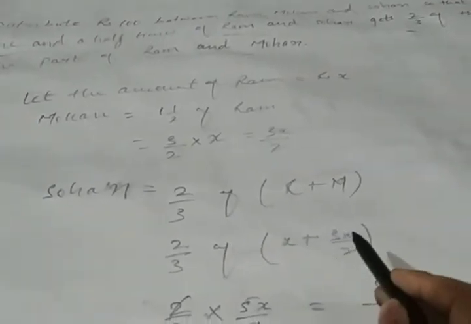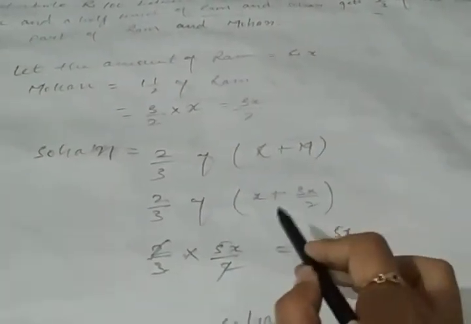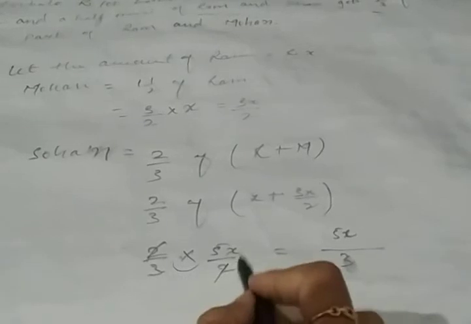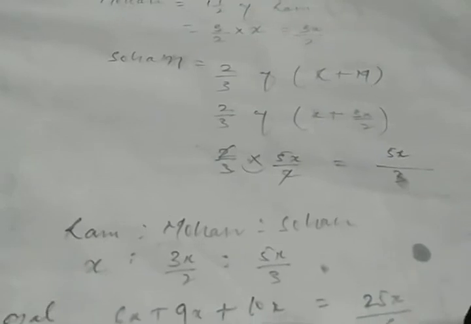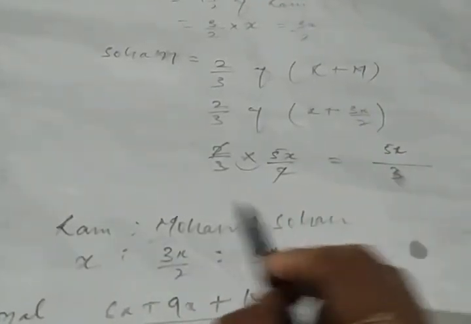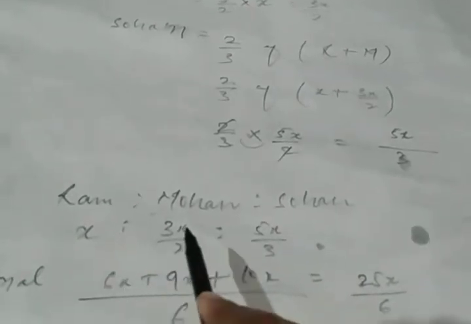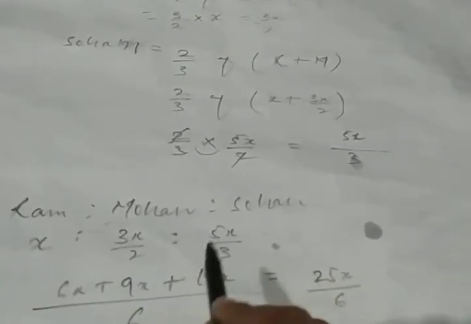Ram is x and Mohan is 3x/2, and we add these, which gives 5x/2. We multiply that by 2/3, so the 2 will be cut, giving 5x/3. This is the amount of Sohan. Now we write it in ratio form: Ram : Mohan : Sohan. Ram's value is x, Mohan is 3x/2 and Sohan is 5x/3.